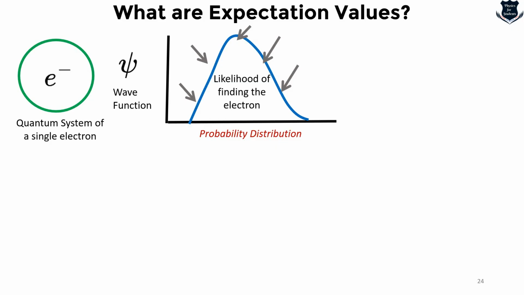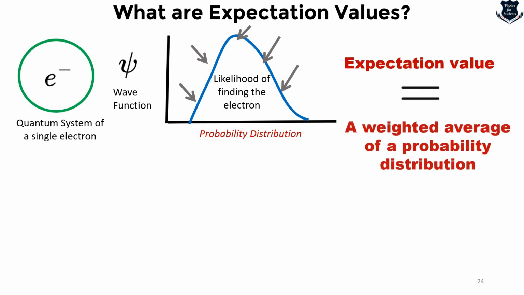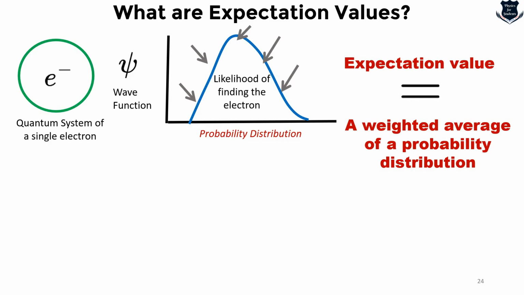Now, because quantum mechanics is inherently probabilistic in nature, how do we do a measurement? And this is where the expectation value comes in. The expectation value represents the average outcome of measurements if the same experiment is repeated many times. So we can say it helps in calculation by providing a way to determine observable quantities like position, momentum, and so on. So the expectation value is, we can say, a weighted average of a probability distribution.